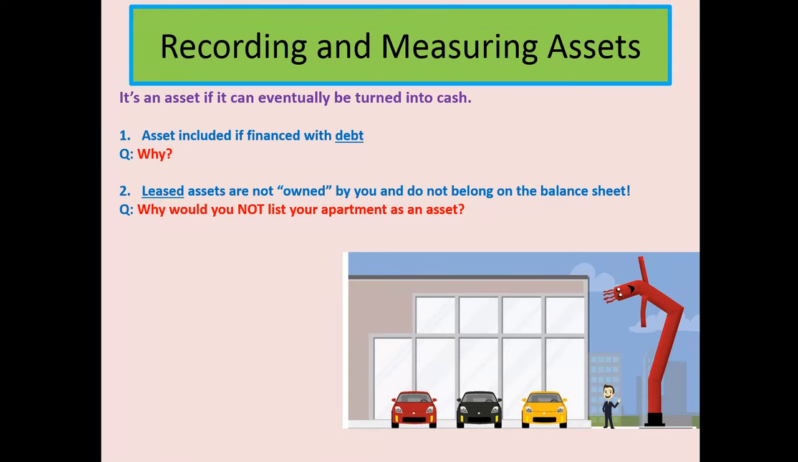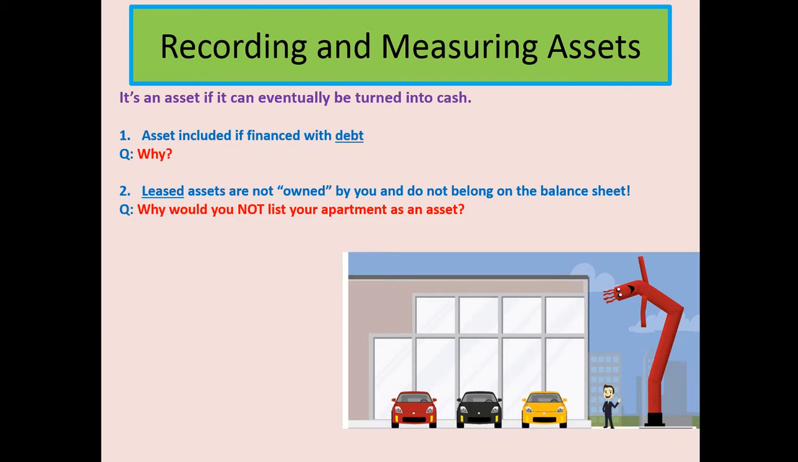That means leased assets are not owned and don't belong on the balance sheet. So think about this. Why would you not list your apartment as an asset? Well, I guess some students here like to say I could sublet it. That's potentially true and potentially illegal. But you can't sell your apartment, and so it doesn't represent an asset to you.